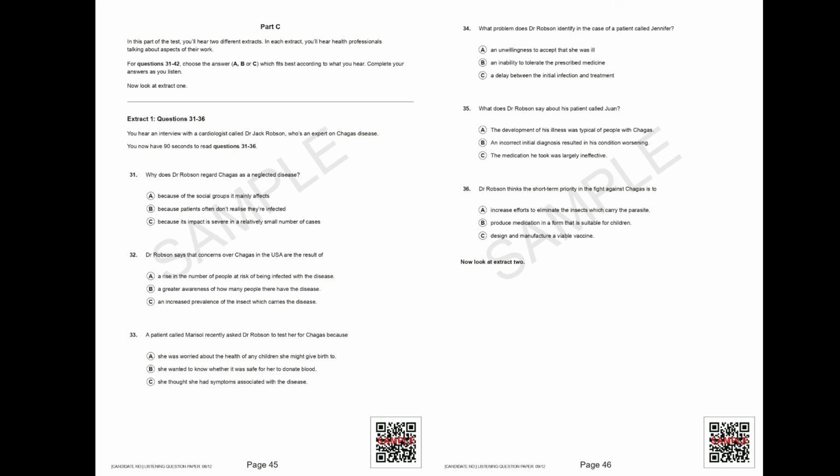Today we're talking to Dr. Jack Robson, a cardiologist and Chagas disease specialist in the USA. Dr. Robson, what is Chagas disease, and why is it referred to as a neglected disease? Chagas is caused by a parasite called Trypanosoma cruzi. Most sufferers become infected when they're bitten by an insect, commonly known as the kissing bug, which carries the parasite. Right. People often don't realize they've been bitten, and during the initial phase of the infection, symptoms are normally mild or absent. Okay. 70% of those infected never develop complications.